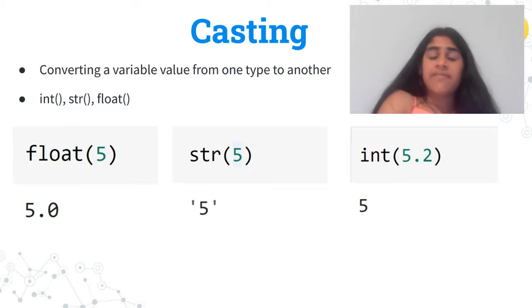What if we wanted to make the same 5 into a string? It would just put quotes around the 5, which symbolizes that it's now a word. And what if you wanted to make 5.2 into an integer? You would just put int 5.2 and it would make it into 5 because integers cannot read decimals.